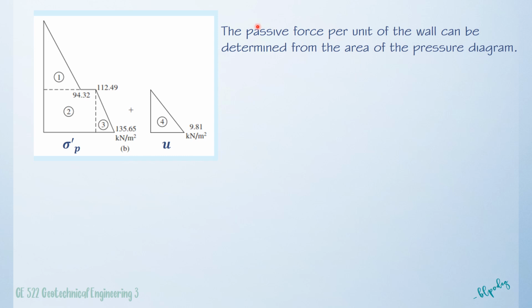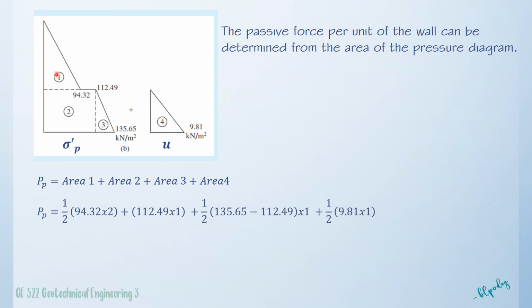Then, sabi natin, the passive force per unit length of the wall can be determined from the area of the pressure diagram. So, the force per unit length is simply the area 1 plus the area 2 plus the area 3 plus the area 4. So, substituting, area 1 is just the area of a triangle. That is 1/2 times the base, which is 94, just this part, and then the height is 2 meters, right? So the first layer is 2 meters, the second is 1 meter. So 1/2 times 94.32 times 2 plus area 2, the area of a rectangle.